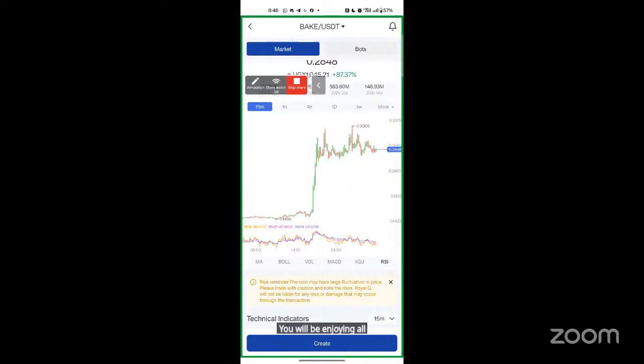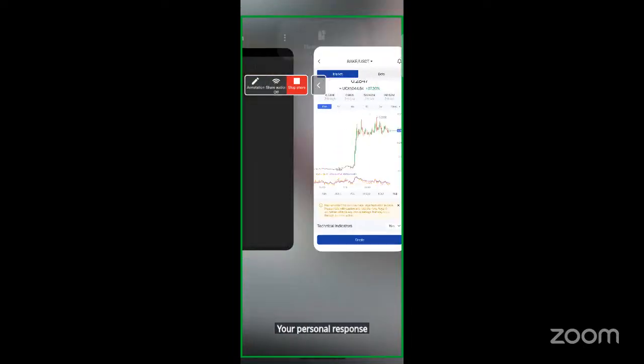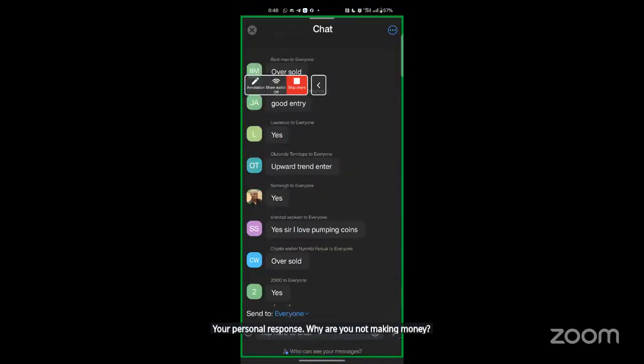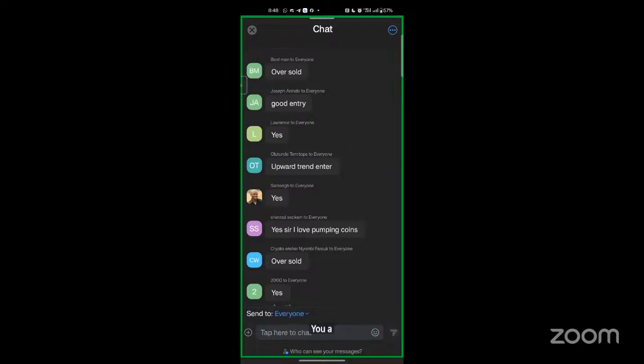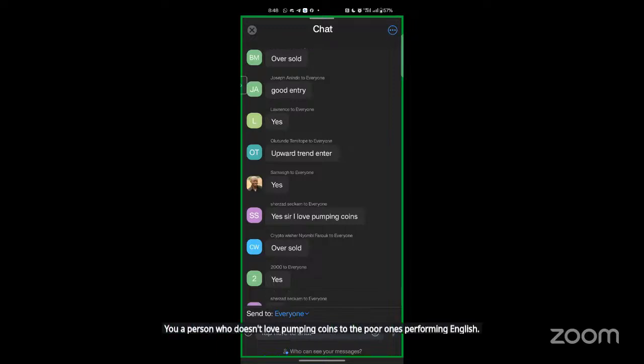The person who loves pumping, why not making money? So you have a choice. If you are a person who doesn't love pumping coins, with the poor ones performing less, take profit 3%. If you're a person who loves pumping coins, use RSI.